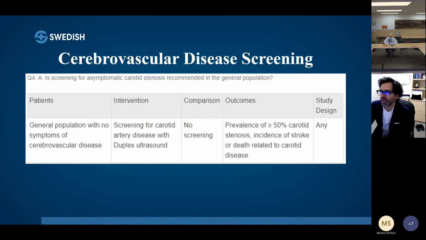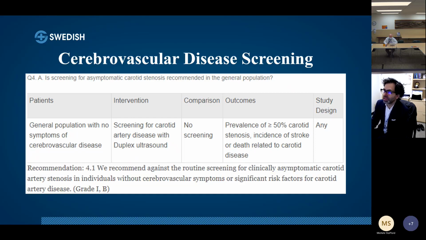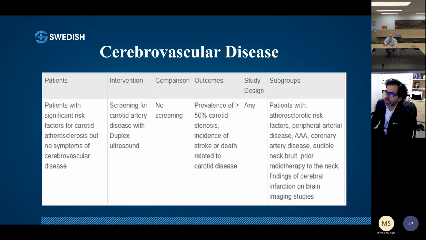Switching gears, talking about cerebrovascular disease. Screening is certainly pretty important. But if you're looking for greater than 50% stenosis, which is hemodynamically significant, screening general populations does not turn out to be particularly effective, even if you're looking to identify 20% of people. So they recommend against this. This is the Society for Vascular Surgery.